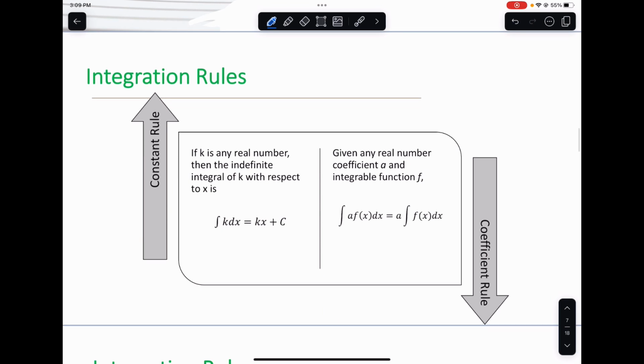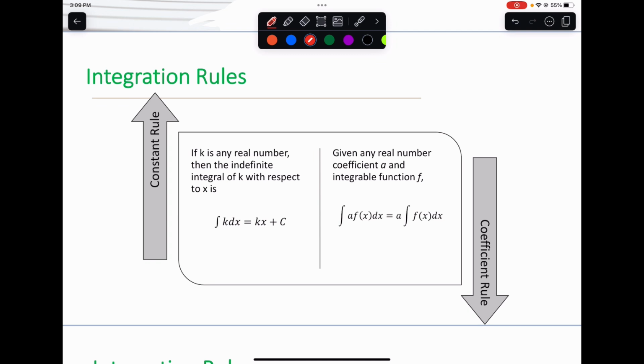And we have a set of rules that we will be following for anti-differentiation. The first is the constant rule. So when I say constant rule, if k is any real number, then the indefinite integral of k with respect to x, the integral of k dx, is equal to kx plus c.